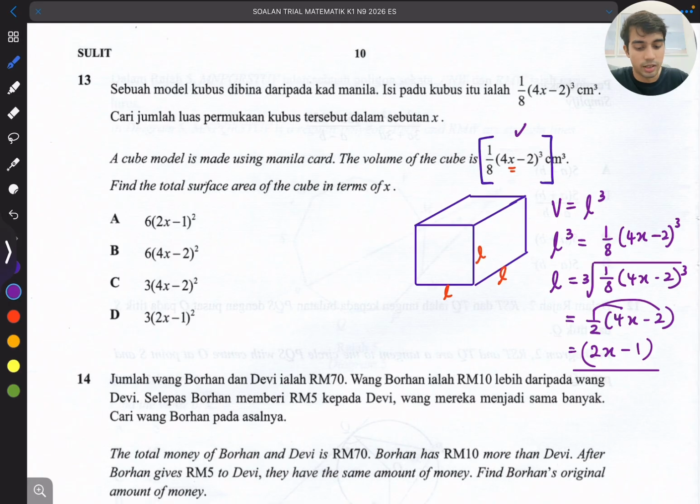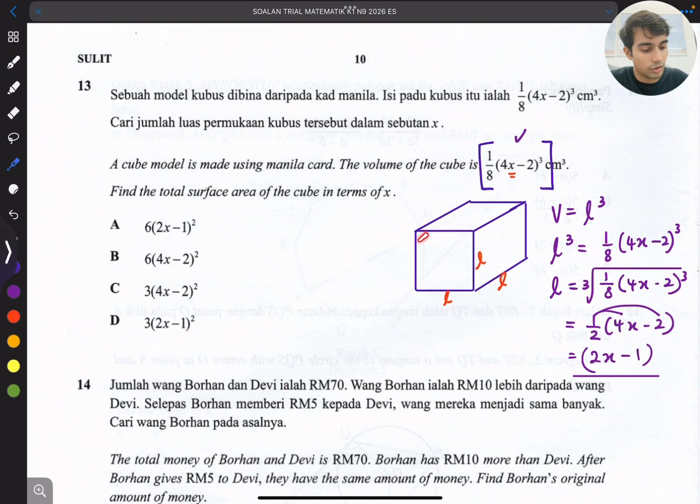Now we can find the total surface area. The surface area of one square will be length times length. That means 2x minus 1 times 2x minus 1, so it's (2x minus 1) square. And since we have 6 sides in the cube, we multiply by 6.